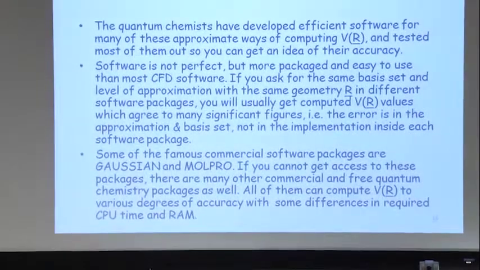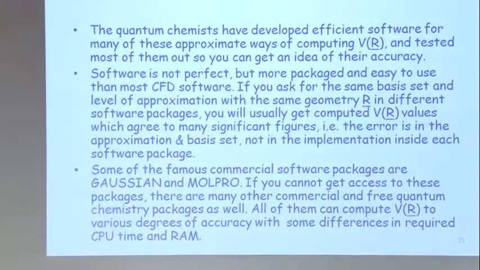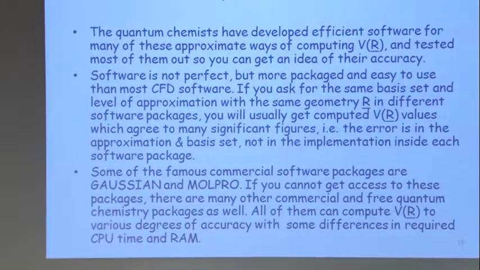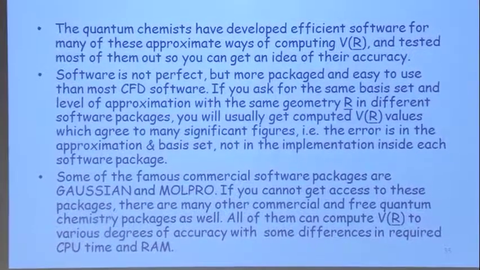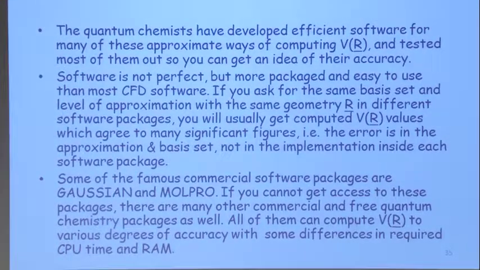But usually, you'll get V of R values which agree between all the programs to many significant figures. And so typically, the error is mostly due to the actual approximation and basis set which you chose. You tell it, use this approximation, use this basis set. And so it's your fault, right? If you get a number that's not accurate enough, you told it what to do, and it just did it. And usually, the programs correctly compute that number, right? And usually, it's nothing to do with the implementation inside it.